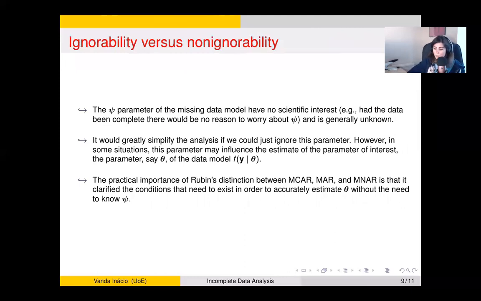And just to conclude this section, the parameter psi of the missing data model, as we will see, can complicate our life immensely. The missing data model is usually not known, so we would need to learn about a parameter that we do not have much knowledge about. But this parameter has usually no scientific interest in itself, because think of the case that if the data were complete, we could do all our inferences and we wouldn't need the missing data model because there are no missing values, and so we wouldn't have this parameter to worry about. So it would simplify our life if we could just ignore this parameter psi.